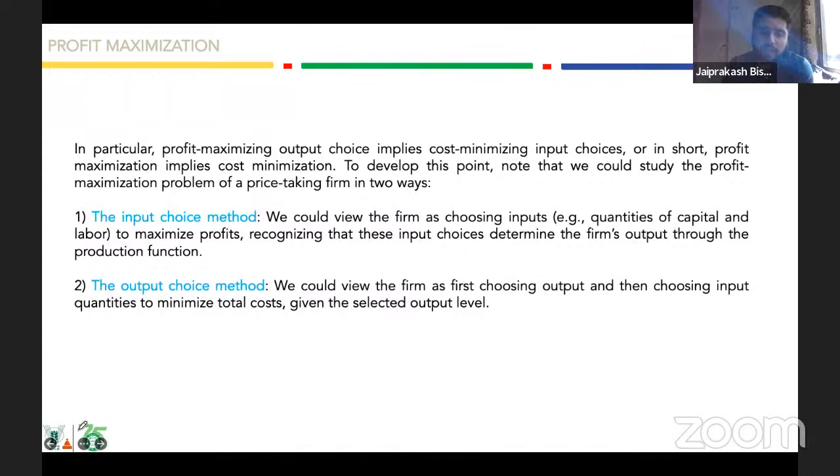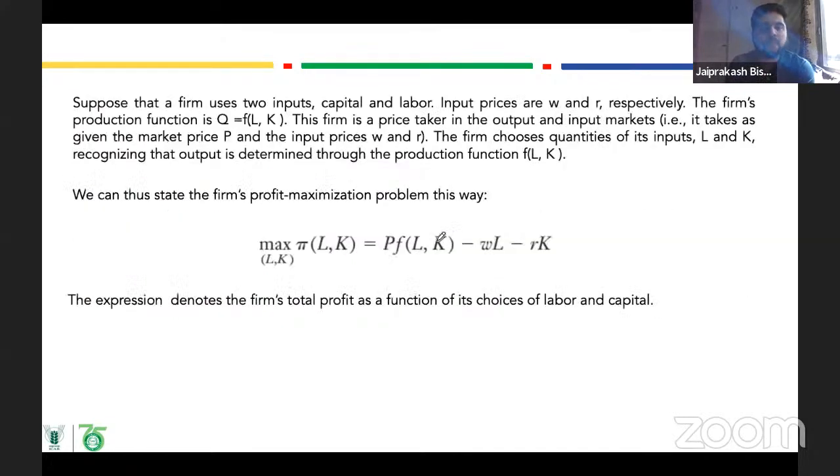Here in the output choice method, we first choose output, and then we decide on the cost. Then we choose inputs to minimize the cost. But in the input choice method, first we choose inputs and then we decide how much output we should produce to have maximum profit or minimum cost.